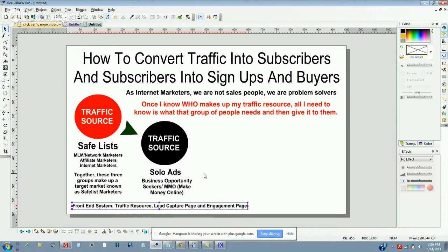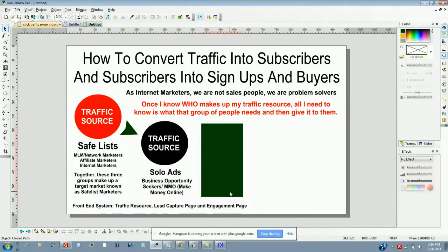Okay, so now that we have a good grip on how to convert the traffic to a subscriber, how do we get them to buy our stuff and join our business? Okay, once people from our traffic resource take action on a lead capture page, okay, and we're going to actually draw one of these here today. Hopefully I'll have enough room here.